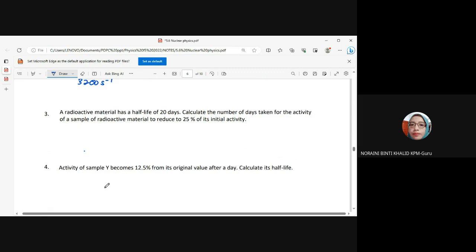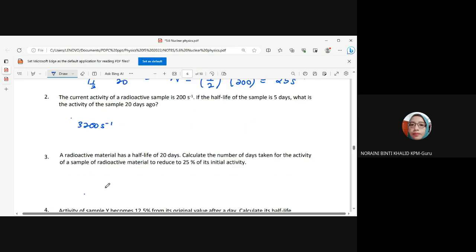Number 3. If you cannot do it, raise your hand or comment. Radioactive material has half-life 20 days. Calculate the number of days taken for the activity to reduce to 25 percent of its initial activity. Okay, number 3. Tan Jiaying, number 3, what is the answer?